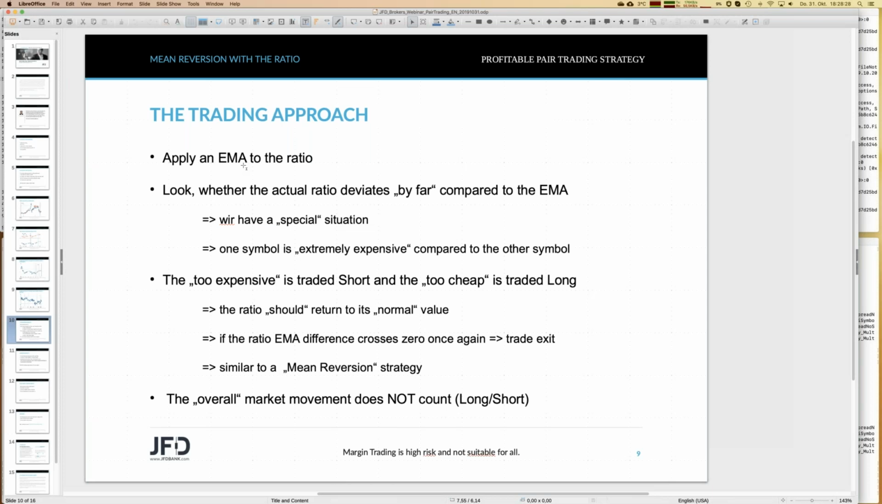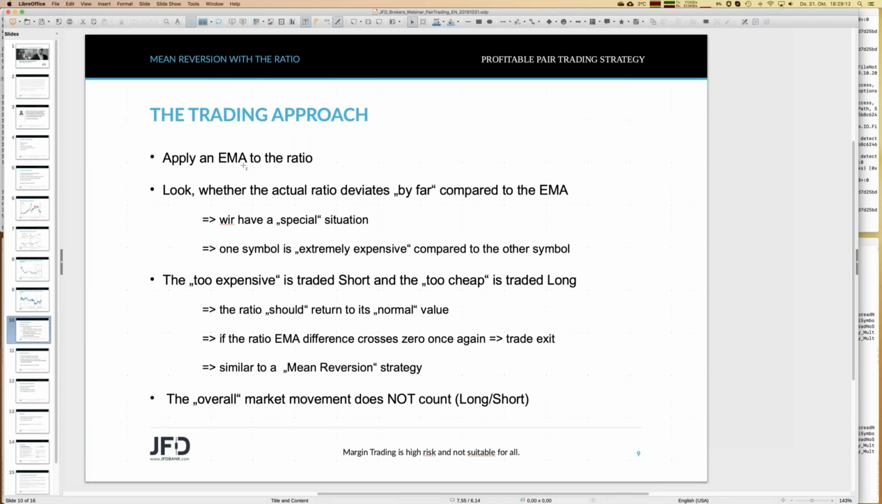And the logic for what short and what long is sometimes a little bit tricky, I know. But if you think more in terms like expensive and cheap, then you know exactly what you have to trade short and what you have to trade long. Of course, the one which is too expensive compared to the other one, this one is traded short, and the other one, the too cheap one, is traded long, because we target that the ratio will come back to its normal value.